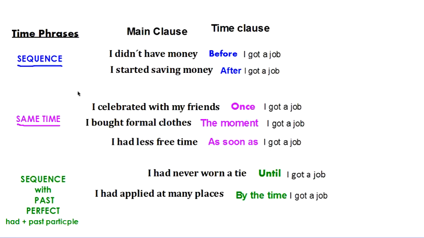So I hope this was helpful in learning how we use time phrases and time clauses to talk about sequences of things, things that happen at the same time, and also sequences using the past perfect.